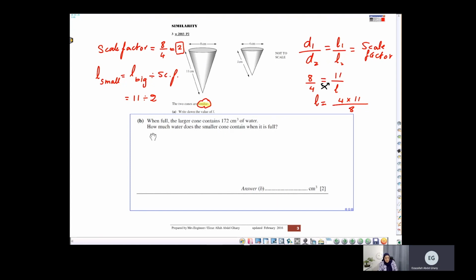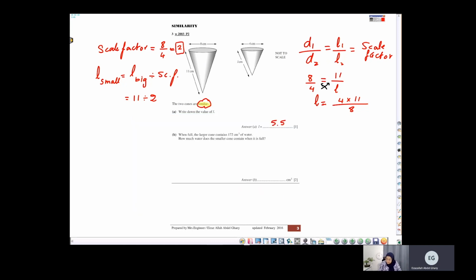Okay. What's the required thing? How much water does the smaller cone contain when it is full? Now he needs the volume in centimeter cube, no conversion. Here is centimeter cube, here is centimeter cube. So he needs now to find how much water the smaller cone contains when it is full. How to know? I know, of course, because I know that the scale factor is 2, then volume factor equals scale factor but cube. Volume factor equals scale factor but cube.